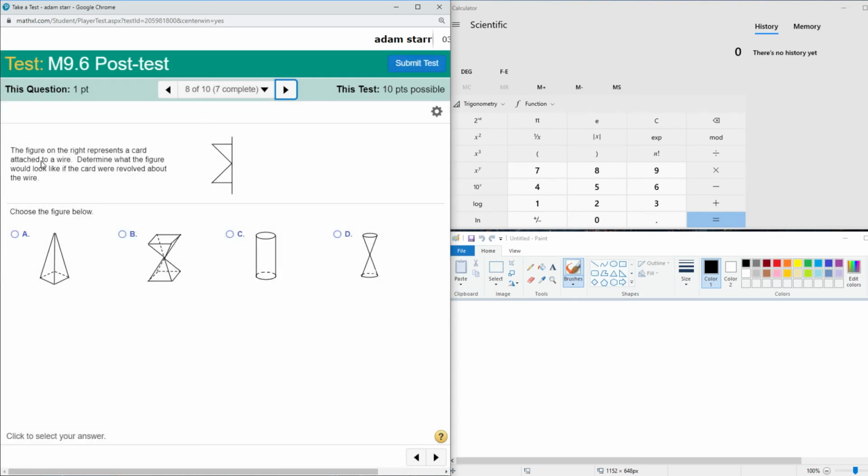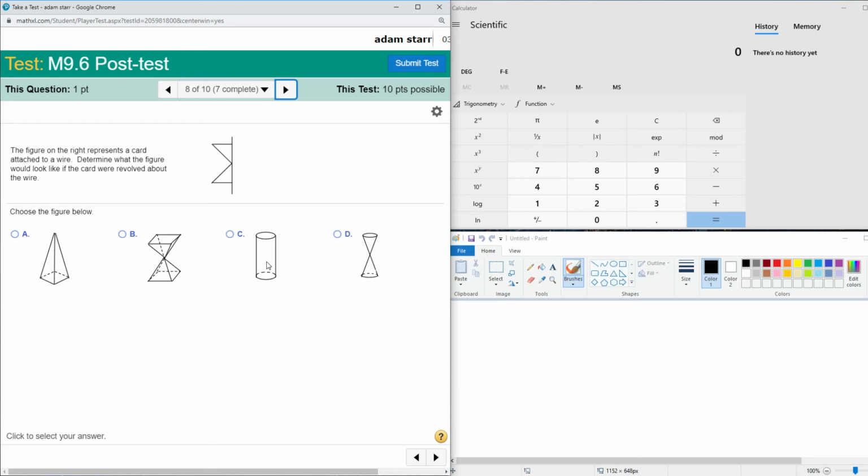Okay, this question, the figure on the right represents a card attached to a wire. Determine what the figure would look like if the card were revolved around the wire. Again, we're talking about revolving, which means we're going to have a circle involved in some way. So if I look at my choice A and my choice B, there is no circle. Again, I'm revolving. I need some sort of circle. Okay, choice C and choice D both have some sort of circle involved.